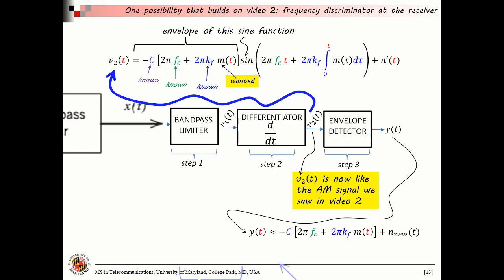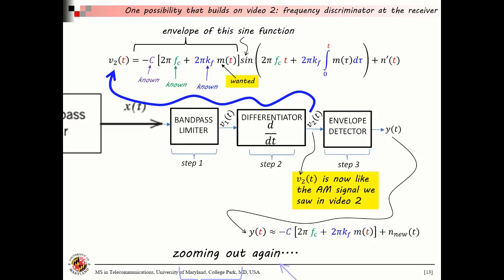The output is going to be the envelope, which is minus c, a known constant, times 2 pi times the carrier frequency, also a known constant, plus 2 pi times the frequency sensitivity, also a known constant, times the information-bearing signal m of t, which is what we seek, plus the in-phase component of the narrowband noise, which has been altered, of course, by the bandpass limiter and the differentiator.